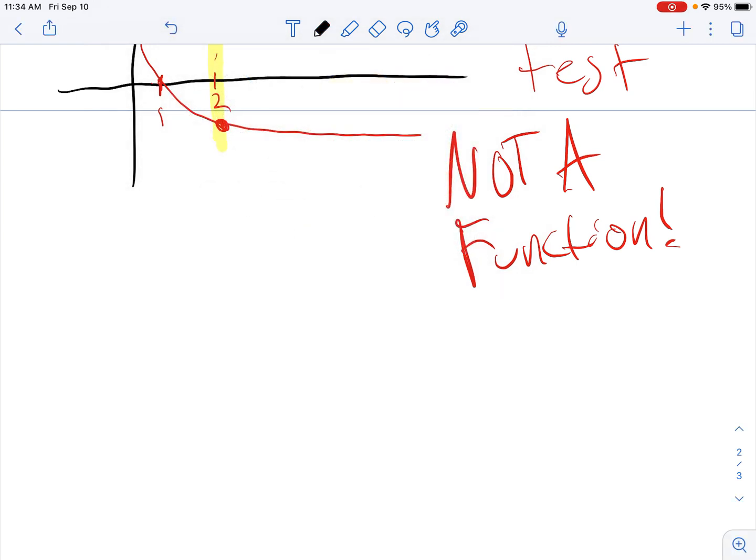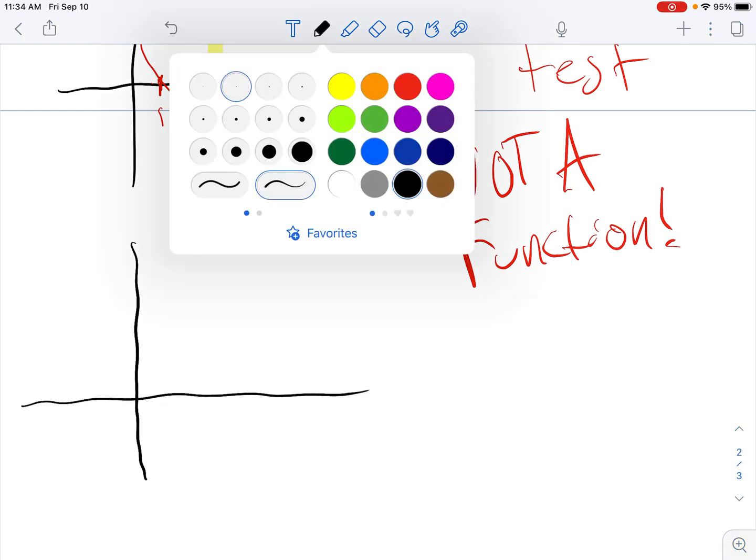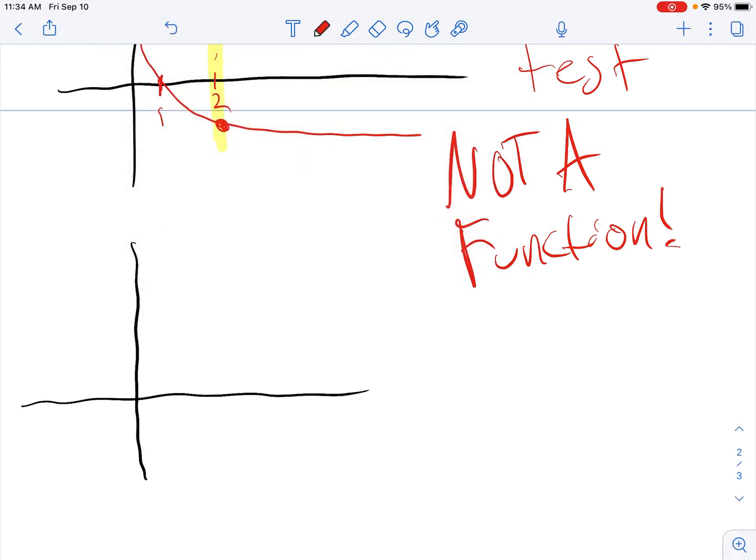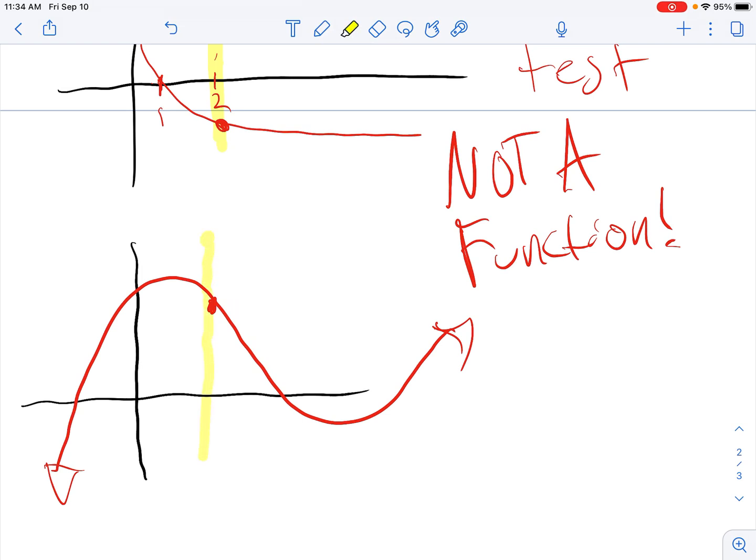However, again, maybe let's draw a different example. You might see a graph that looks something like this. It can have multiple peaks and multiple valleys. We call those maximums and minimums, and we're going to get into that in our second video of lesson 3.